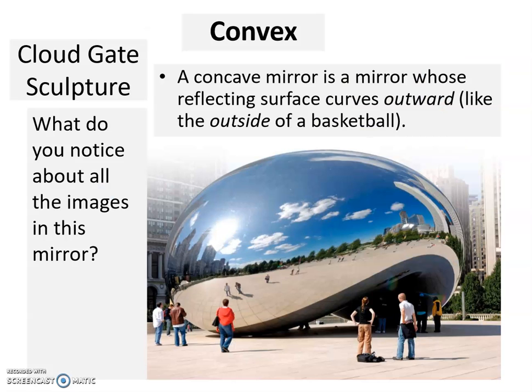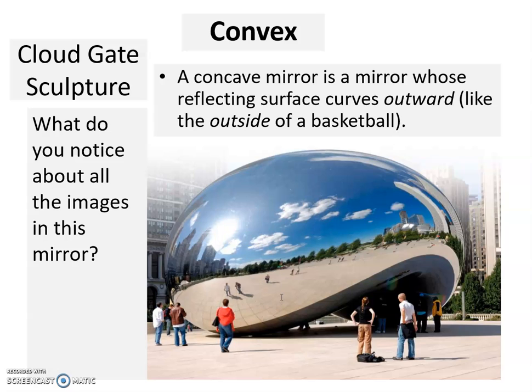Believe it or not, there is a giant bean in Chicago. And it's not just any bean, it is a reflecting bean. And this is a concave mirror. If you ever go to downtown Chicago, check it out. I think it's still there. And you can look at it, and it obviously distorts the way you're looking at the world around you. But you'll notice that from this picture, nobody is inverted. And then, regardless of how close or how far away you are, you're always going to be upright and you're always going to be smaller.